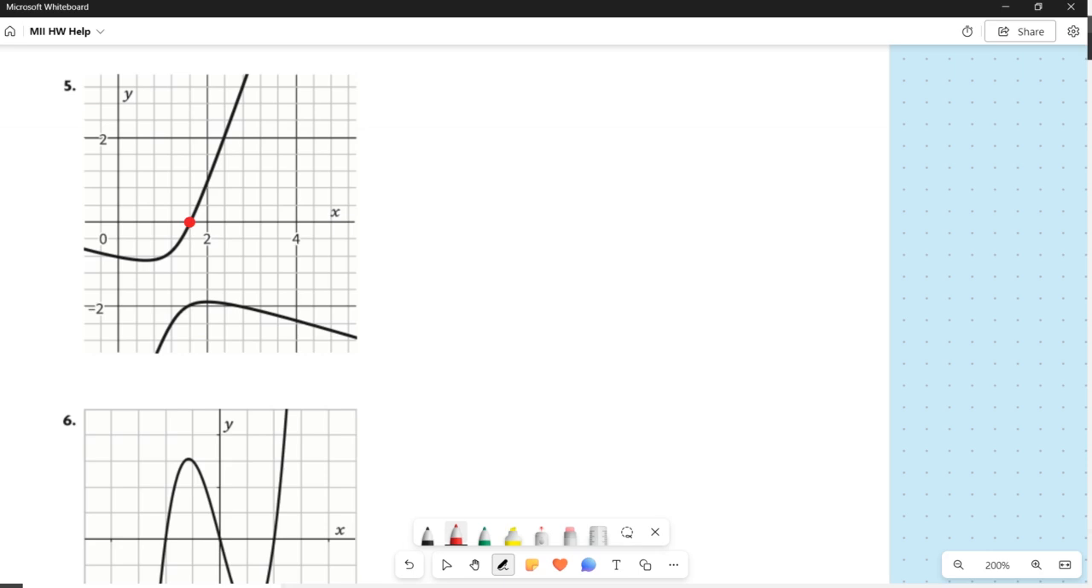Let's make it easier. Let's just go with 2. So when we plug in a 2 right here, one output is up here, right? That looks to be about 1, I guess. So this point right here is something like 2, 1.